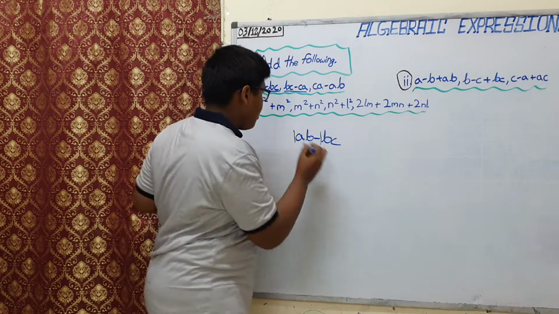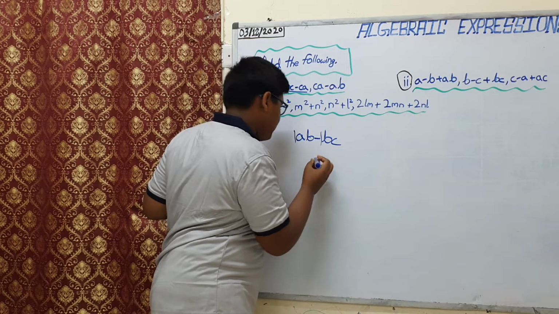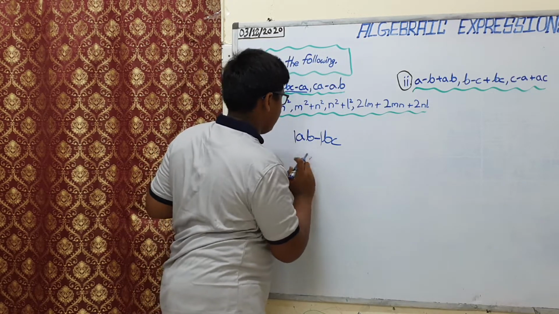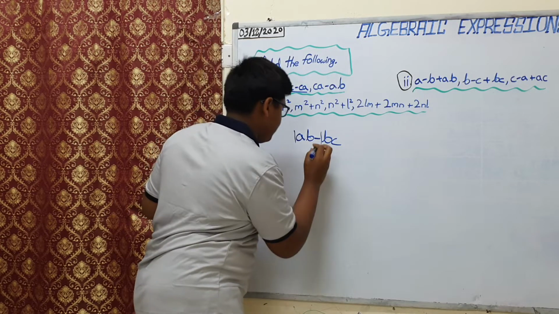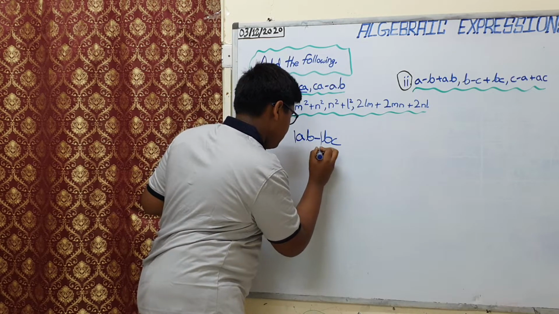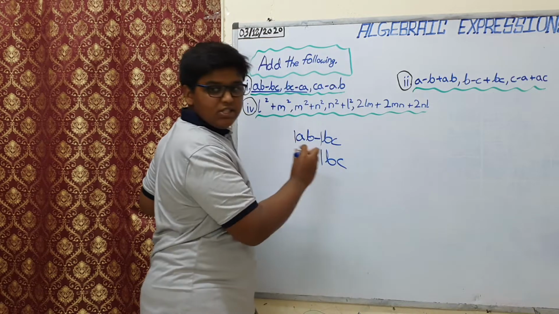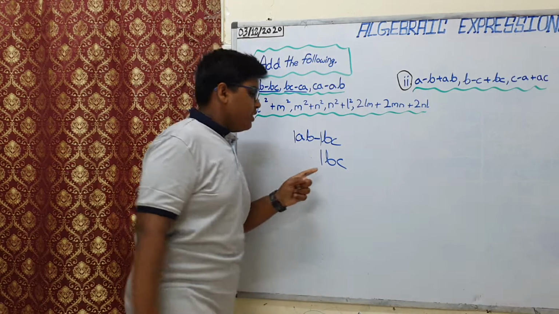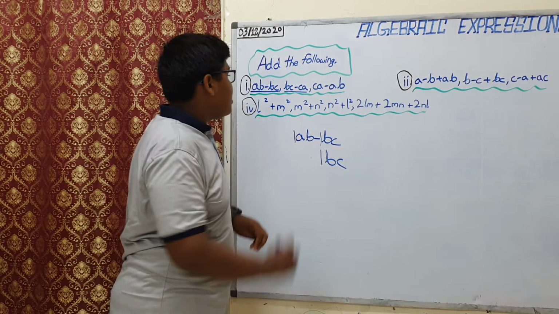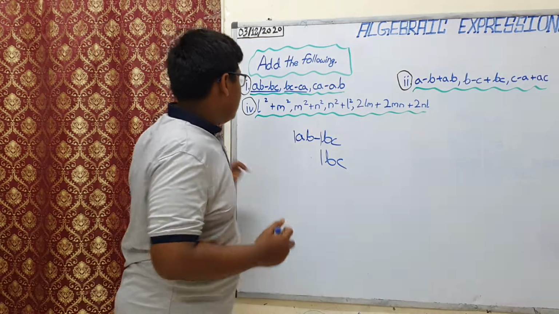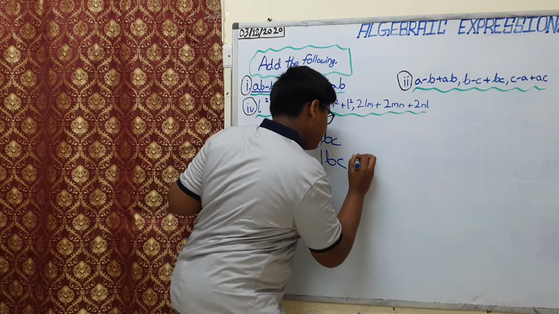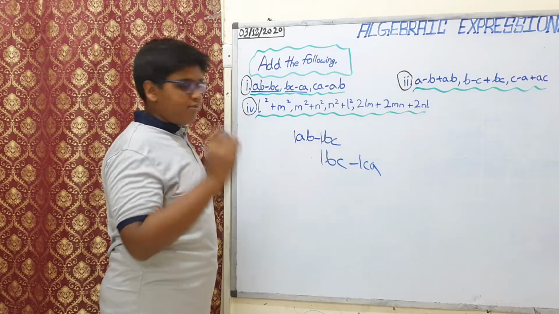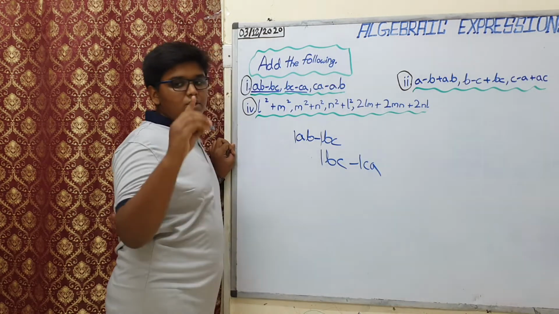Now we are going to write BC. As I said, this will be minus, so this will be positive. Then 1 BC. And then minus CA. There is no variable CA in this whole sum, so we are going to take another new column for CA, which is minus 1 CA. So for every variable we are going to write a column.